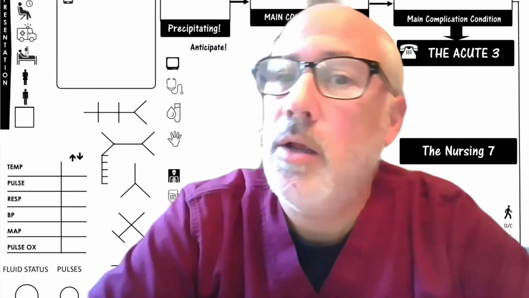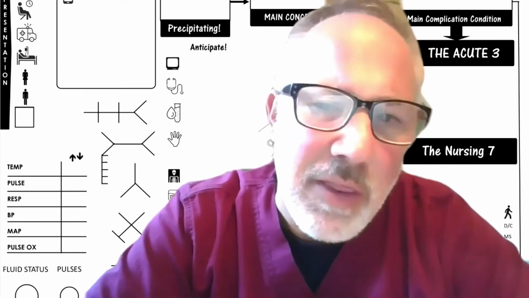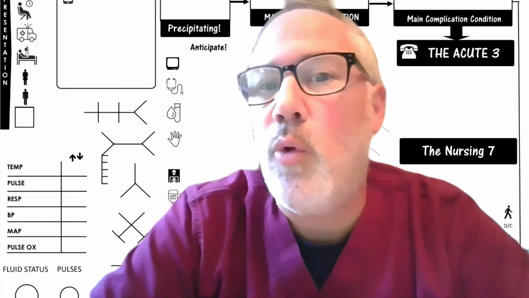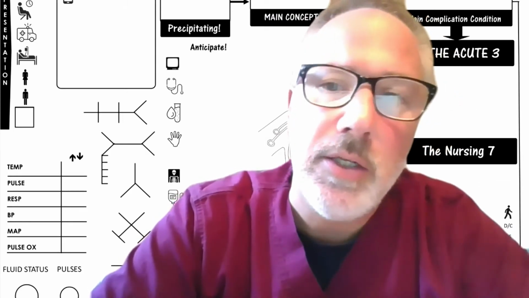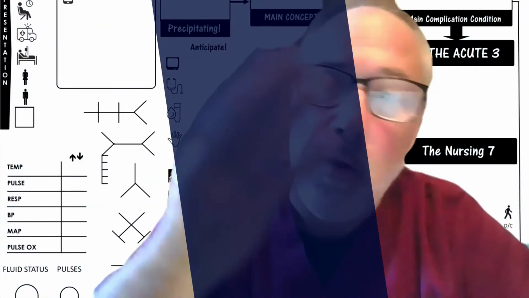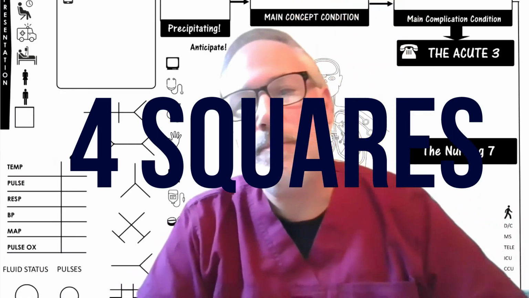This is Mastering Nursing School and all the 7 things that you need to know about nursing school and what to do to prepare, to study, and to organize your notes. So let's get into the first thing called 4 squares.